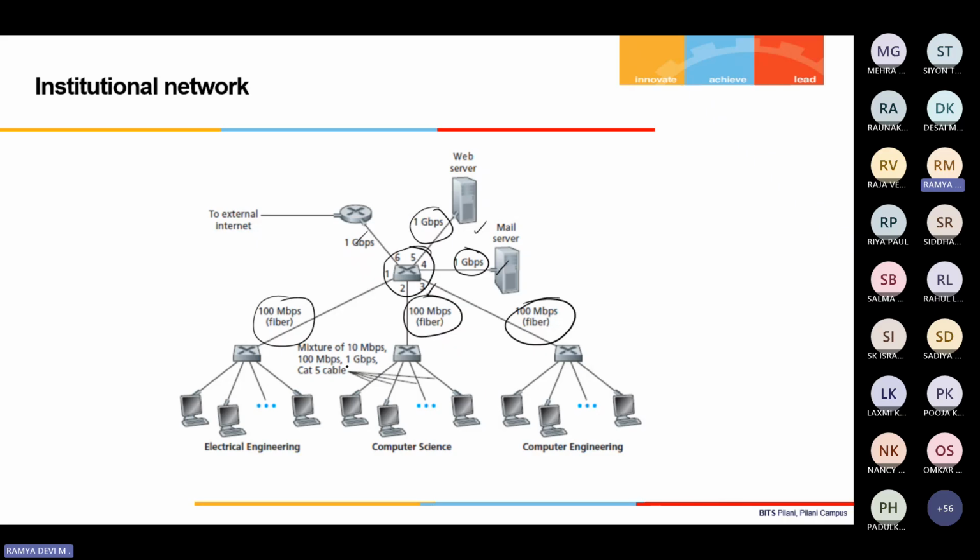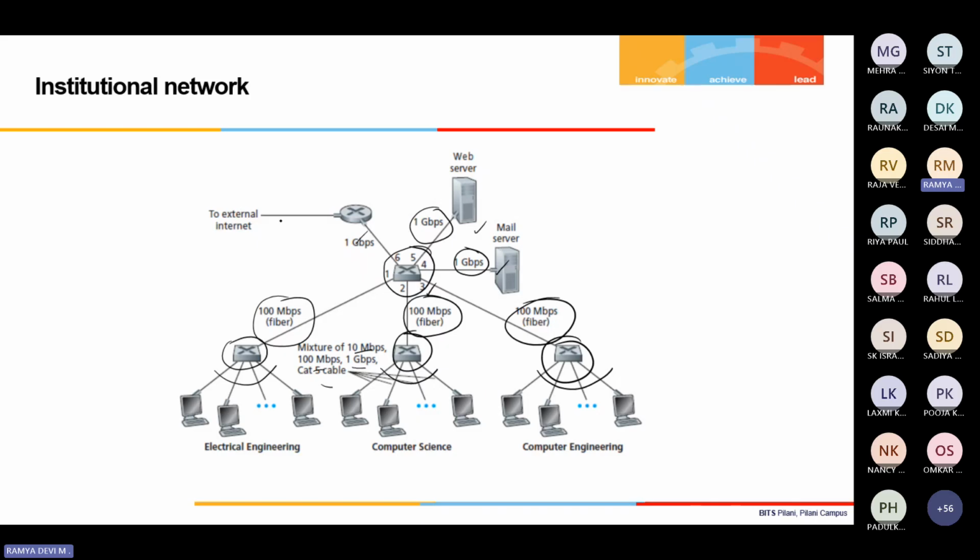So each department will be using a local switch here. So this is how it will be limiting the broadcast domain. Here, this switch limits the broadcast domain, this one and this one. Fine. So these switches support a mixture of links. It can be 10 Mbps, 1 Gbps, 100 Mbps, category 5 cable, okay, coaxial cable. So the servers, the web server and mail server, support 1 Gbps.